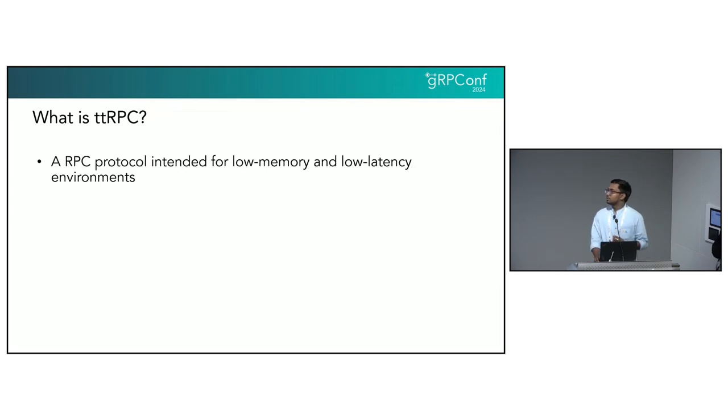The newer TtRPC protocol is intended for low memory and low latency environments. It was designed with that specification, that wherever the requirement is for a lower memory footprint and lower latency. For most gRPC use cases, it might not be a requirement to have a really low memory footprint or really low latency. But let's say you are using it in an environment where, in a single host, there are multiple services talking to each other, or in a very memory-constrained environment. In that case, it could become a problem to use gRPC, because it comes with overhead. Of course, it has features.